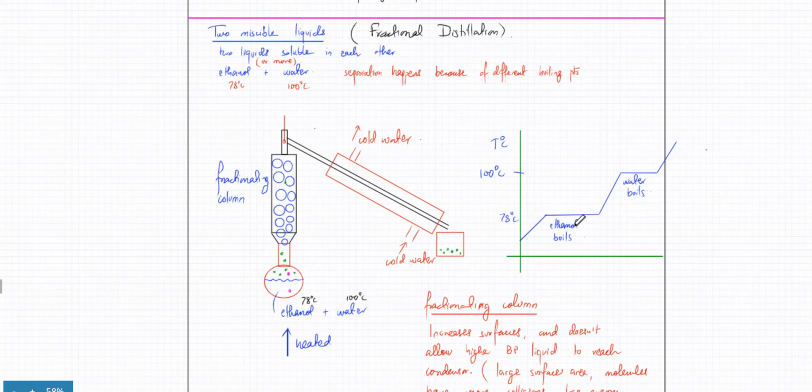And once the temperature starts to rise again, that means all the ethanol present in the flask has already evaporated and it's gone. Now the other substance, which is water, has started to boil and evaporate, and it's now being condensed at the other side. So the graph would clearly show you which substance is being received at this point.